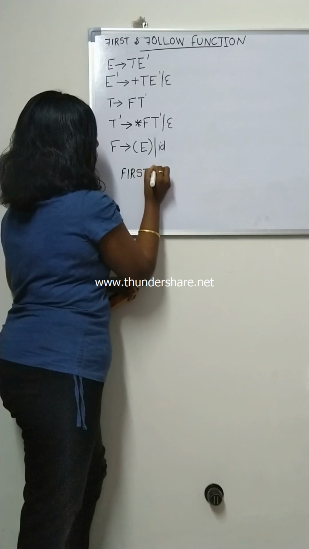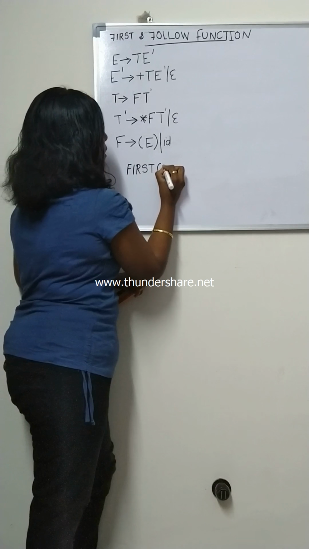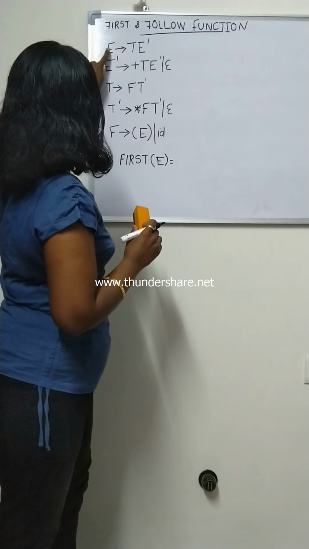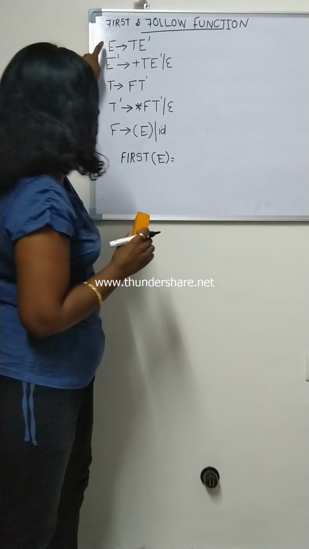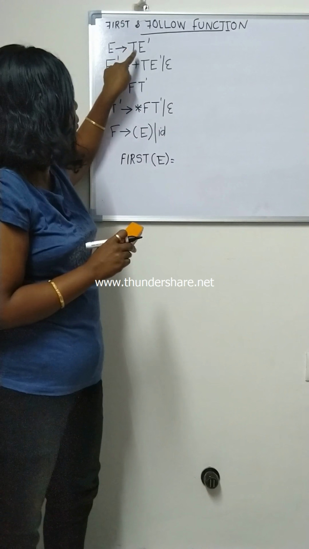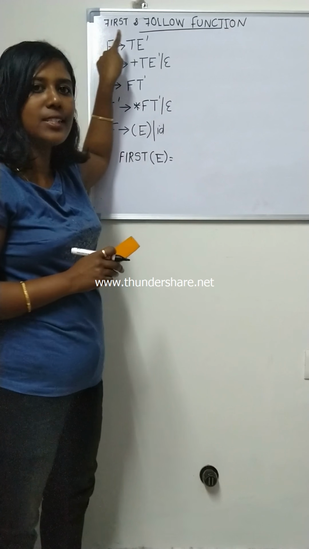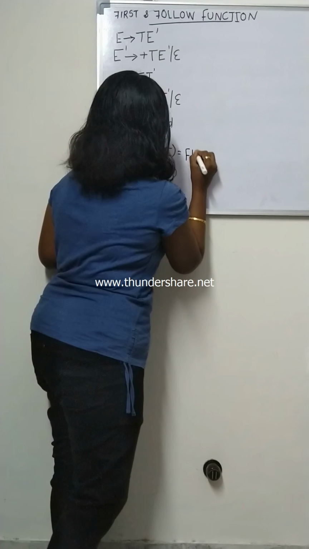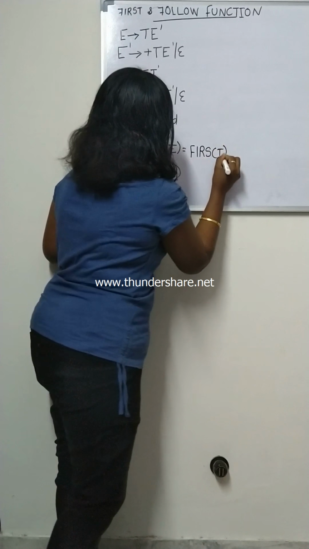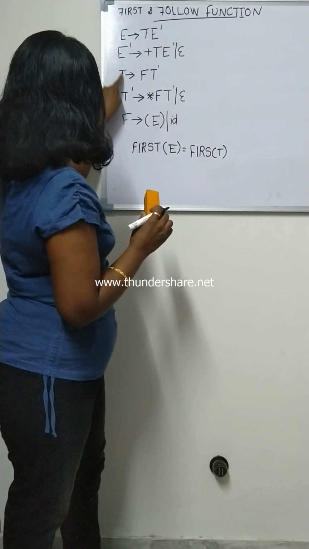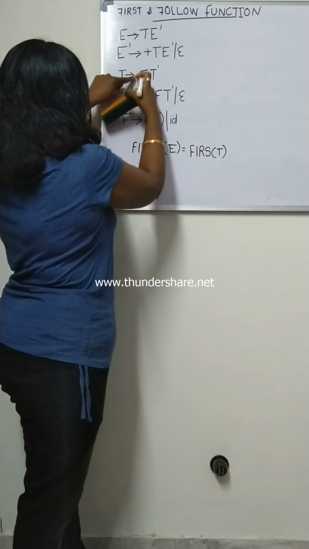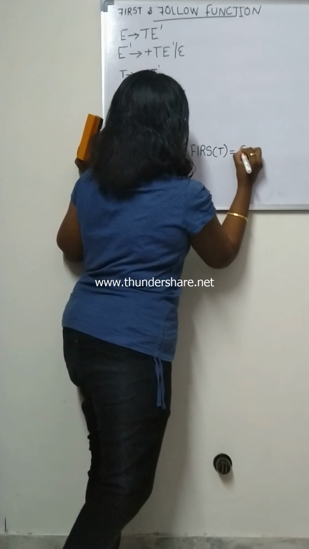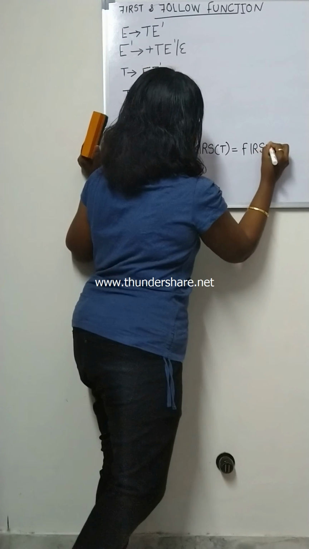I am going to write from the beginning, that is from the non-terminal, first of E. After the arrow in the E production, which letter is there? Here it is a non-terminal. So first of E is equal to first of T. Again we are going to see the T production. After the arrow, the first character is F, which is also a non-terminal. So first of T is equal to first of F.